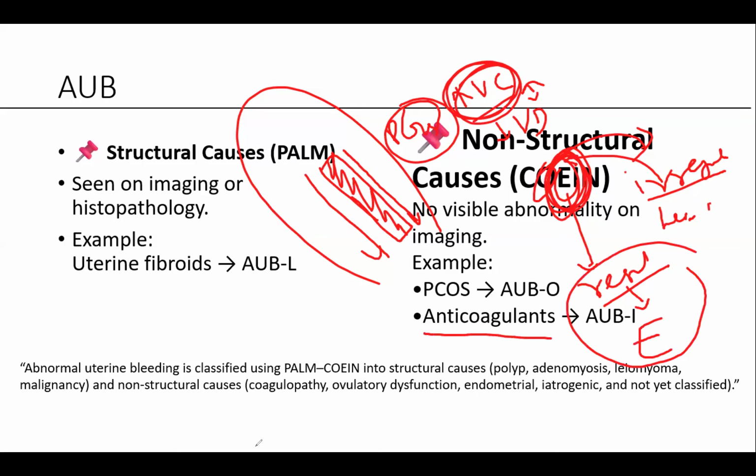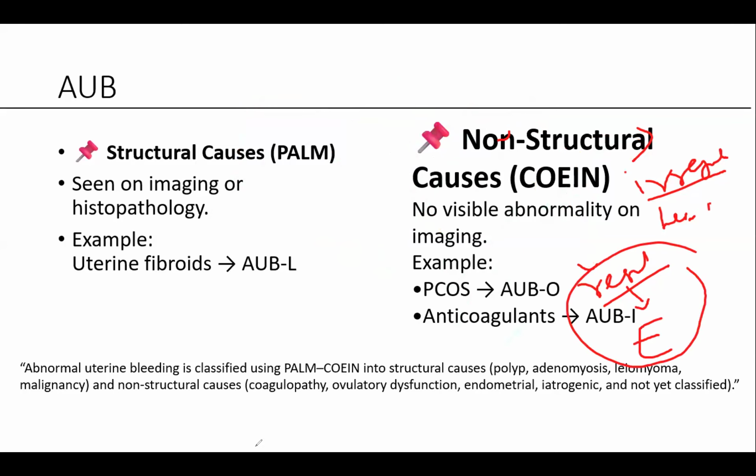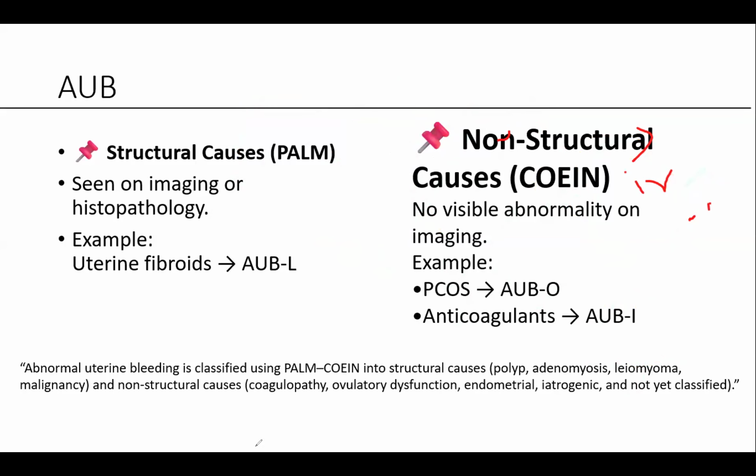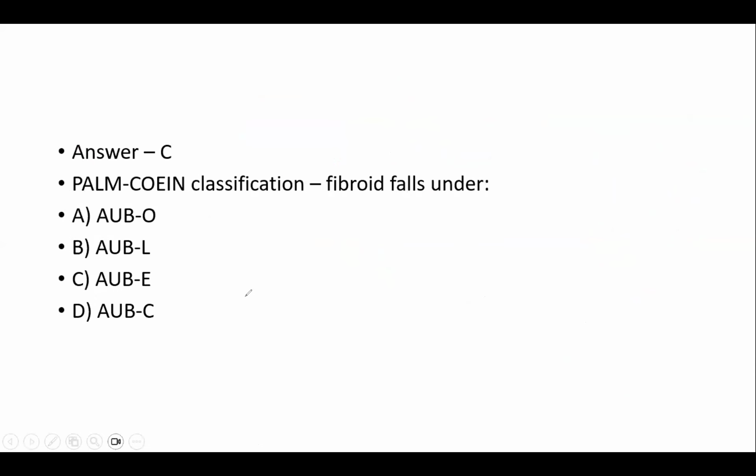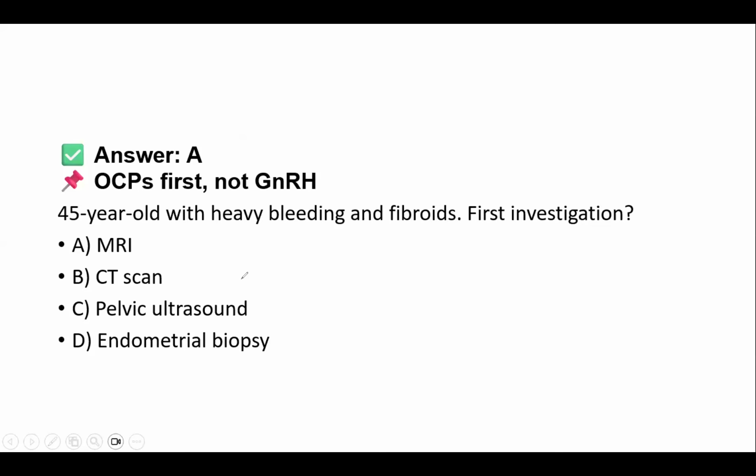If the patient is on anticoagulants like heparin or warfarin, then the AUB will be iatrogenic. If nothing is known, then we will classify that as N, not specified. We don't know what it is. Okay. Now you can go on, so what she told is correct.